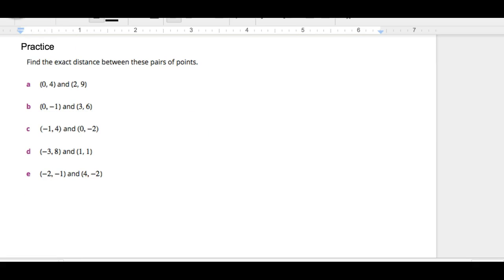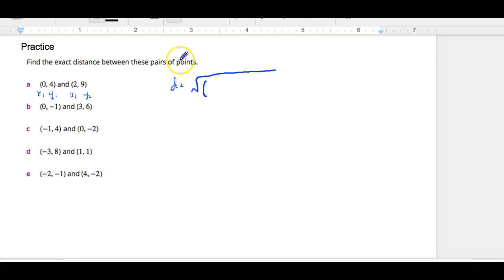Find the exact distance between these pairs of points. We've got 0, 4 and 2, 9. Let's label them x1, y1, x2, y2. Now remember your distance formula and try to get into the habit of actually writing it. It does take a bit of time, but the good thing is that you will learn it, hopefully, off by heart.